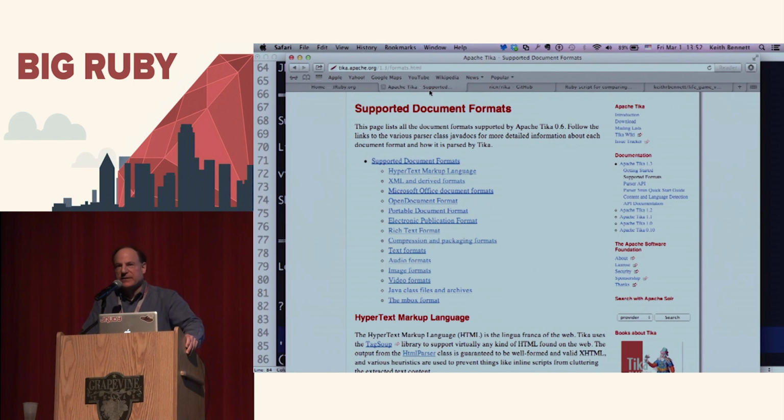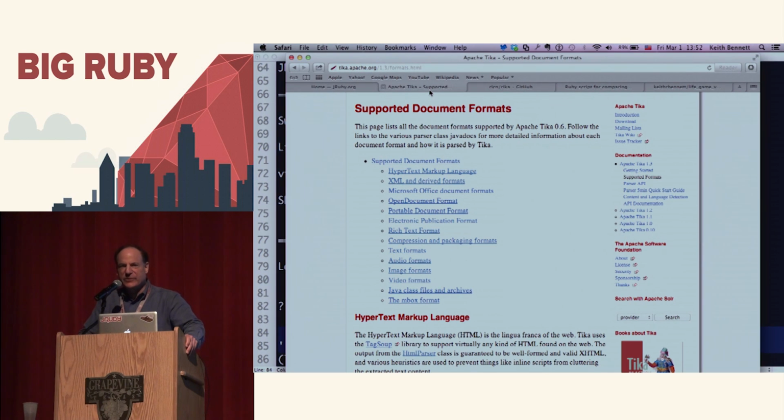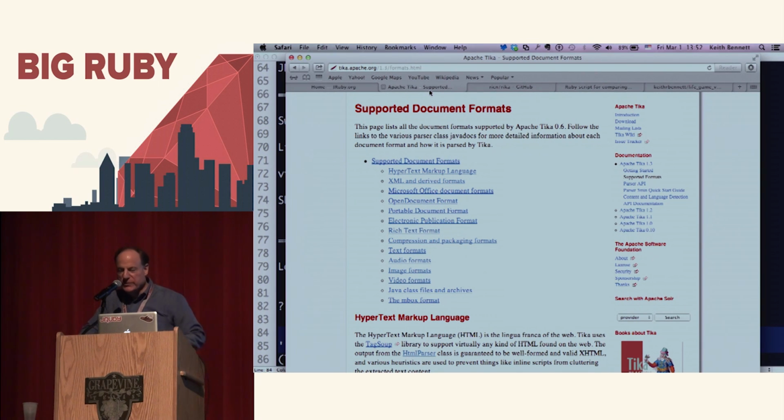Tika is an open source Java library. I was a committer on it a few years ago before I made my daring escape to Ruby land. And it coordinates and controls other open source Java libraries that parse documents of various types. There's a developer in Sweden named Richard Nyström who developed a Ruby wrapper for Tika.